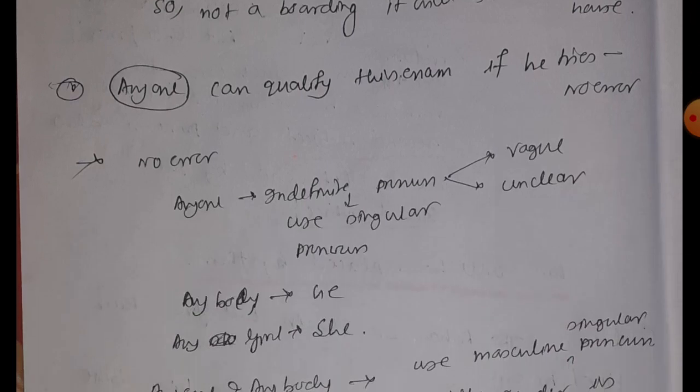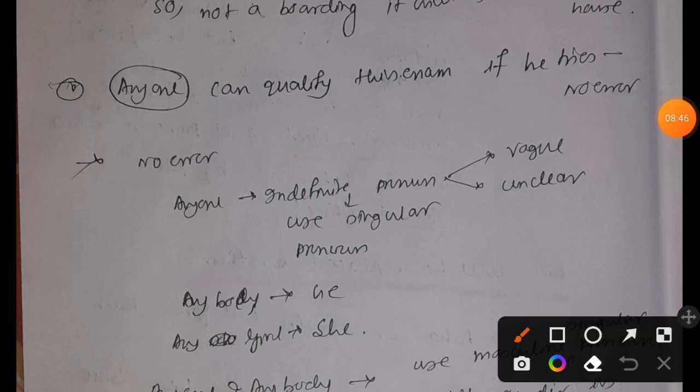Now let's talk about the next question: anyone can qualify this exam if he tries. You have to find out if there is any error present. Let me tell you, there is no error here. Another important thing is that anyone and anybody are indefinite pronouns. Wherever you find anyone, anybody type words, remember carefully that you have to use a masculine singular pronoun, or singular masculine pronoun.